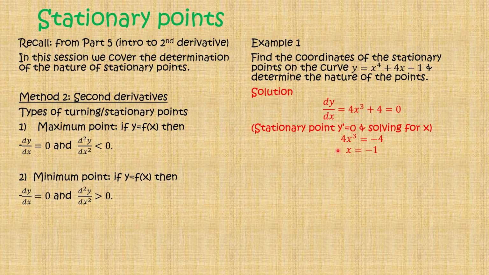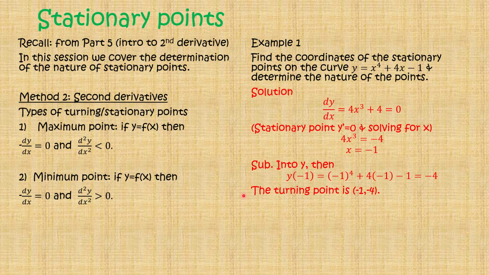Now, we have the value of x of minus 1. We now want to find the corresponding y value. So we substitute for x into y. Then we are going to get y of minus 1 being all of that. Where we had x, we substitute with a minus 1. We simplify further so that we get a minus 4. So the turning point is (-1, -4). That is the turning point.